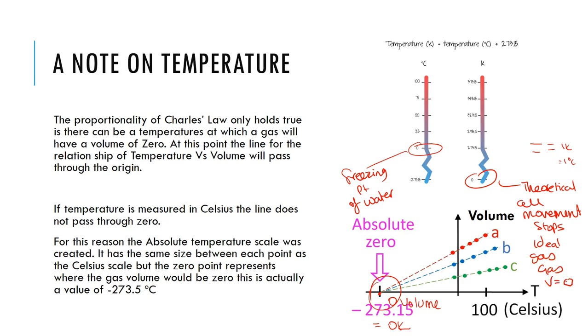So that means that anytime we are dealing with gases, we need to ensure that we convert all our temperatures to Kelvin, which we do by having the temperature in Kelvin equal to the temperature in degrees C plus 273.15.